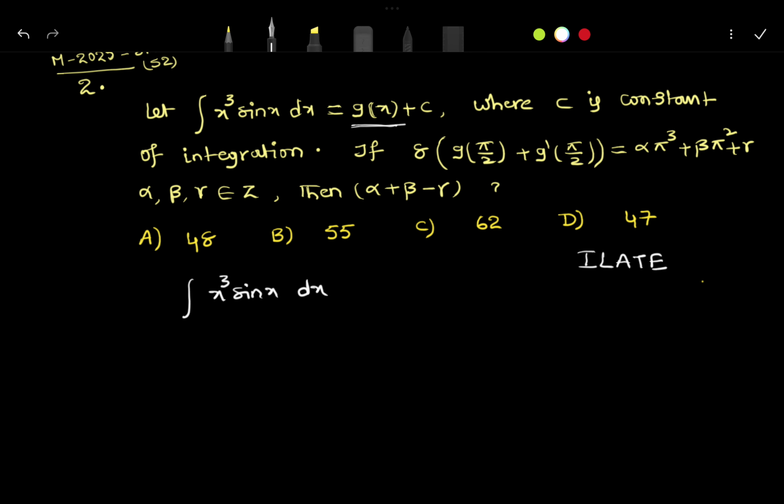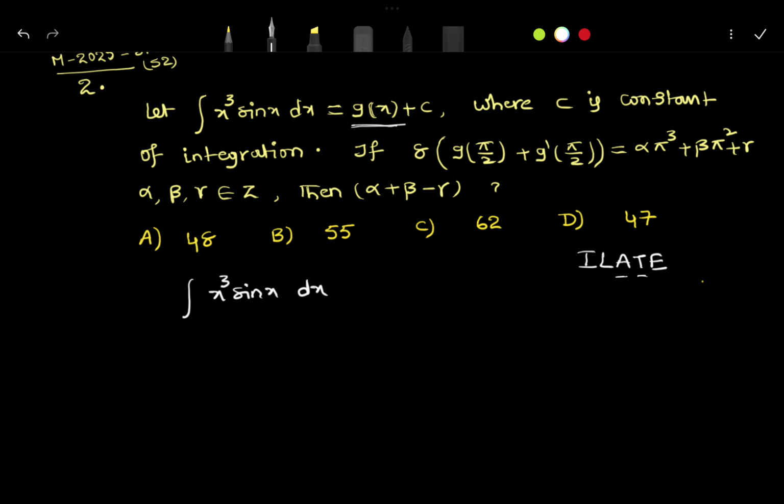ILATE means I is inverse trigonometric, L is logarithmic, A is algebraic, T is trigonometric, E is exponential. So here the first one is an algebraic function, the second one is a trigonometric function. So here we are applying integration by parts. The first function is x cube, the second function is sin x.